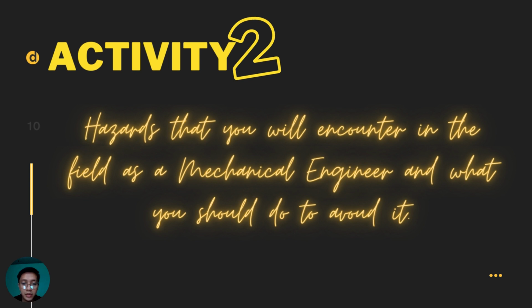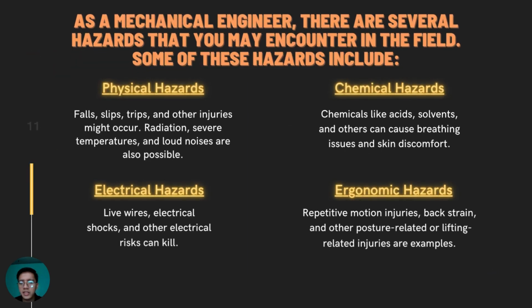Moving on, activity number two is all about the hazards that you will encounter in the field as a mechanical engineer and what you should do to avoid them. As a mechanical engineer, there are several hazards that you may encounter in the field. Some of these are physical hazards. Physical hazards include falls, slips, trips, and other accidents that can cause injuries. They can also include exposure to radiation, extreme temperatures, and loud noises.